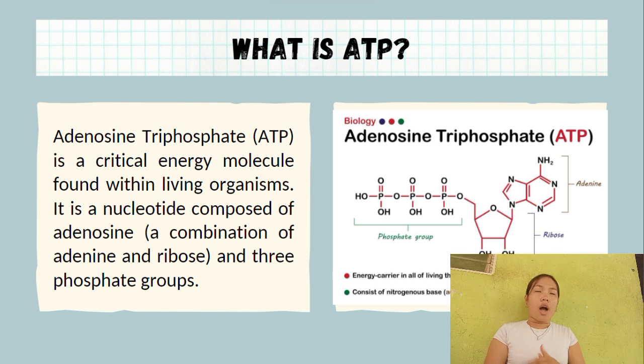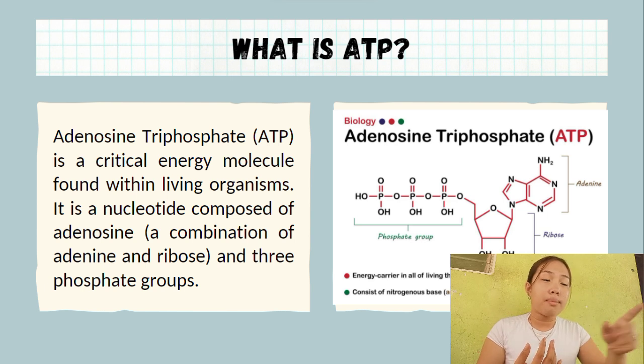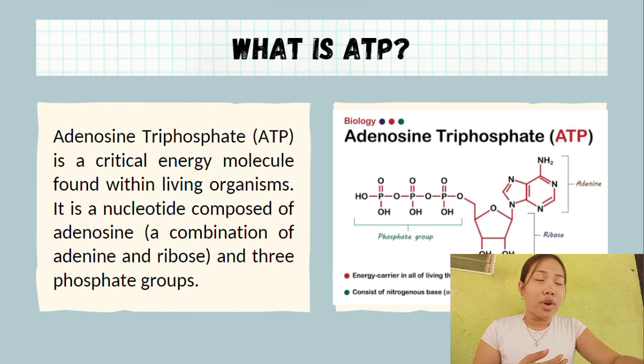Next is, what is ATP? Earlier we talked about metabolism. Metabolism has two main types, the anabolic and the catabolic. The anabolic requires NADPH, then the catabolic requires NAD. So next is the ATP.